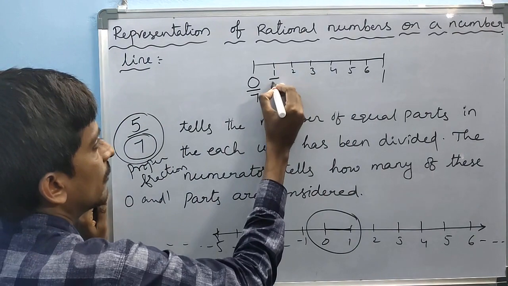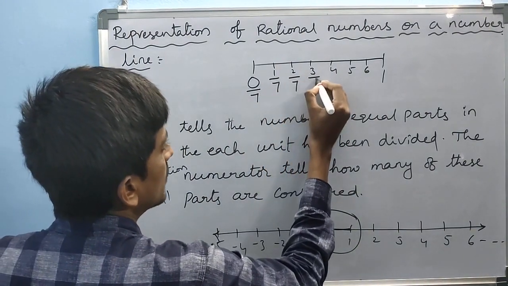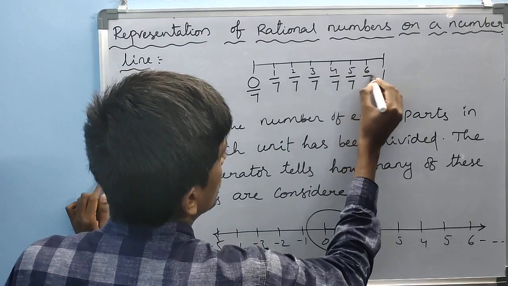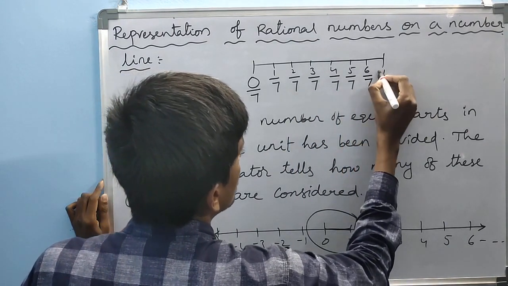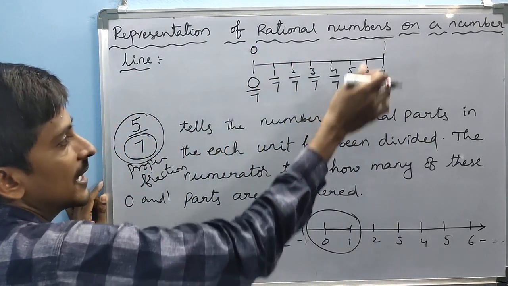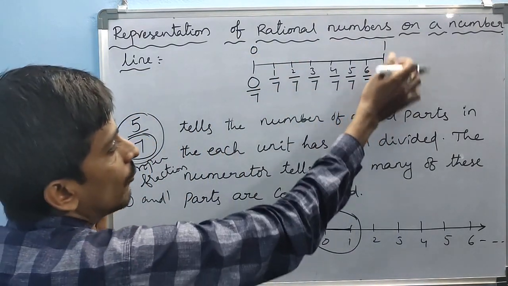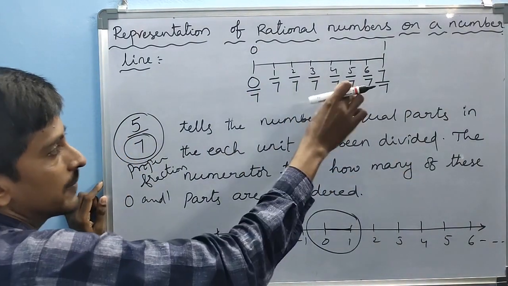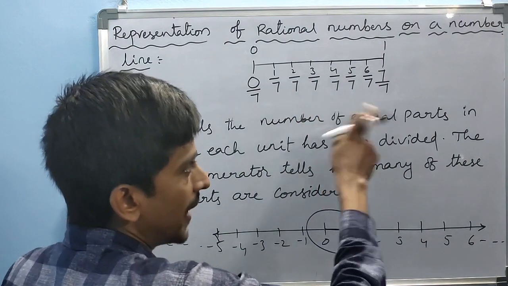0 by 7, 1 by 7, 2 by 7, 3 by 7, 4 by 7, 5 by 7, 6 by 7, and this one is 7 by 7, that is 1. 0 by 7 and 7 by 7, so 0, 1. This is the 0, 1, enlarged. So this can be divided into 7 equal parts.